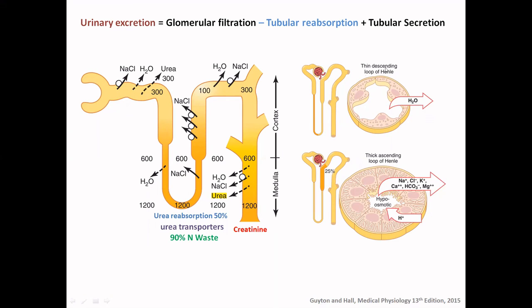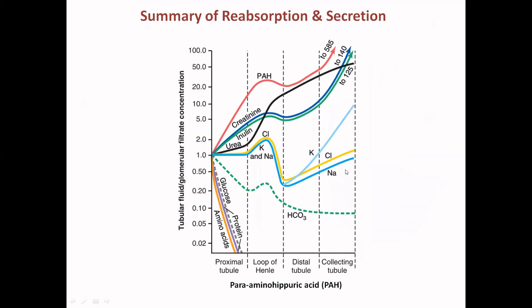In this diagram, you can see the thin descending loop and thin ascending loop of Henle. This is thin, and here it is only water. On the thick ascending loop of Henle, there is sodium, chloride, potassium, calcium, bicarbonate, and magnesium. And there is the secretion of H plus in this case.